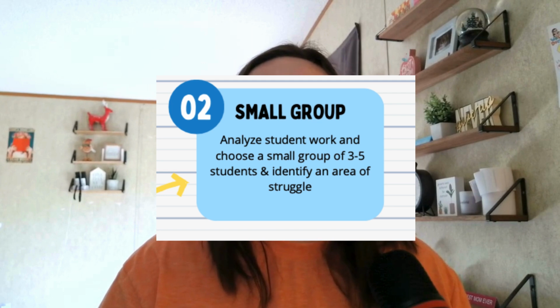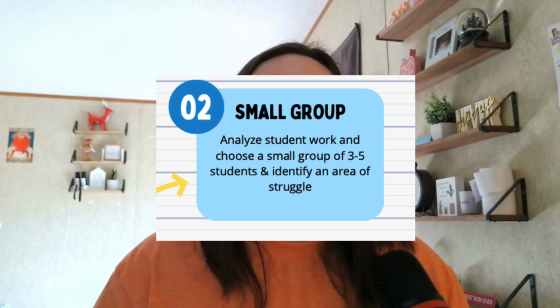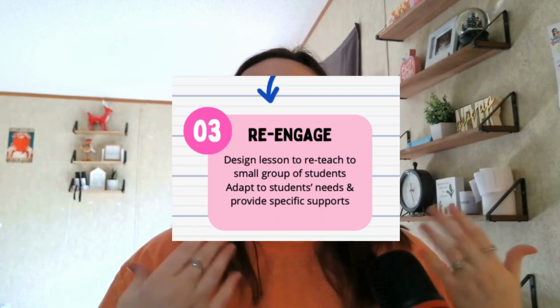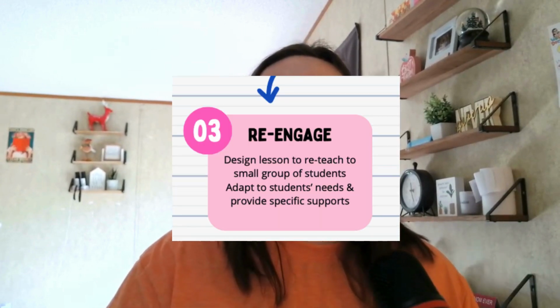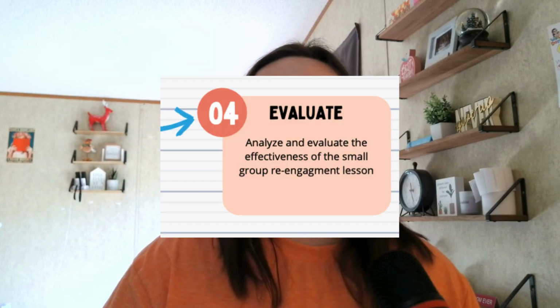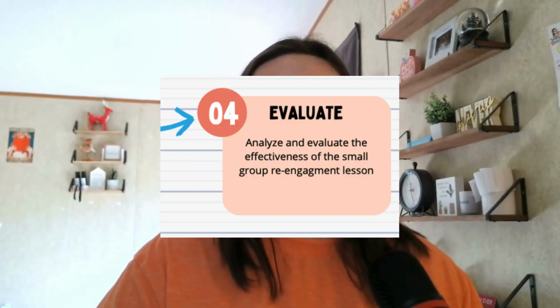After analyzing student work through all those lessons, you're going to choose a small group of students where you identify areas of struggle, and then you're going to want to create a whole new lesson plan on you teaching that content. The last thing that you're going to want to do is evaluate how your reteaching lesson went. And that's basically what task 4 is for elementary math.